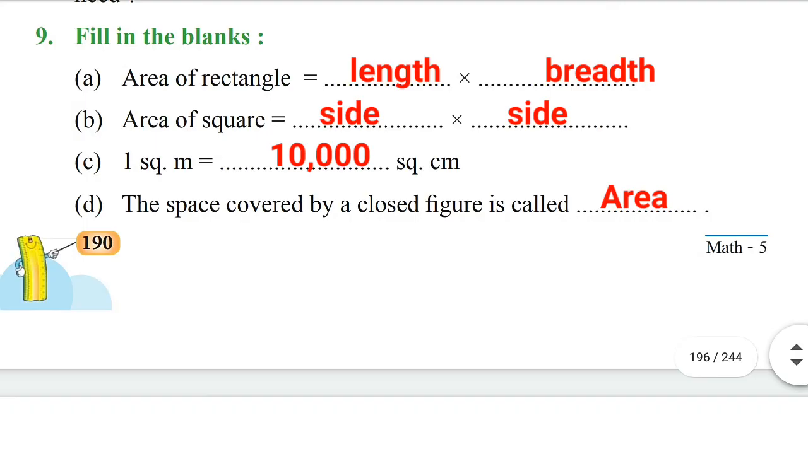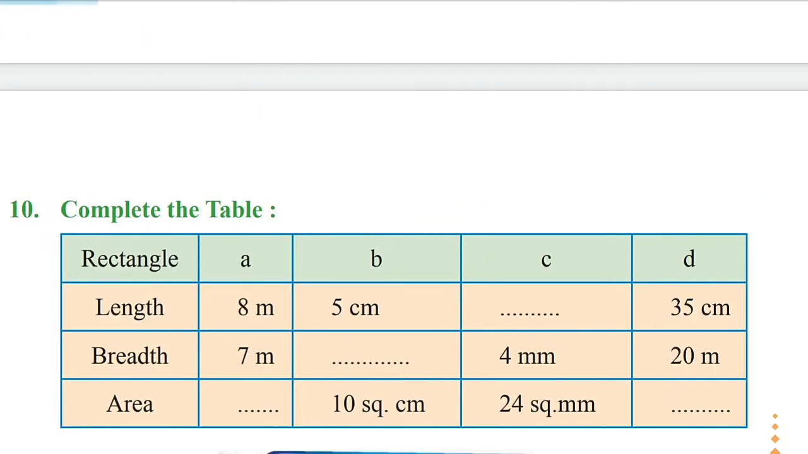Fill in the blanks. Here A part, area of rectangle is equal to length into breadth. B, area of square is equal to side into side. C, 1 square meter is equal to 10,000 square centimeter. D part, the space covered by a closed figure is called area. Next we have a table here. A part, we have length 8 meter, breadth 7 meter. On multiplying we get 56 meter square area.